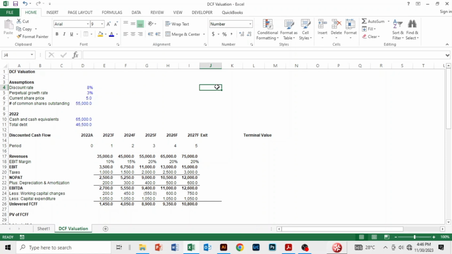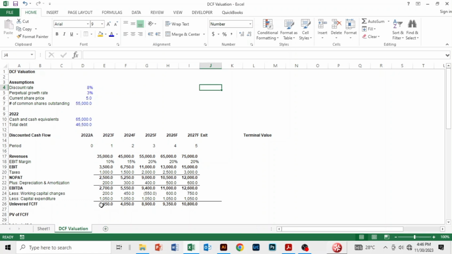Now the formula for computing the unlevered free cash flow starts at EBIT, which is earnings before interest and tax. Then we net out taxes and get net operating profit after tax. Then we add back depreciation and amortization expense, and we get to EBITDA. We subtract working capital changes, and we also subtract capex, which is capital expenditure. Now we get unlevered free cash flows.